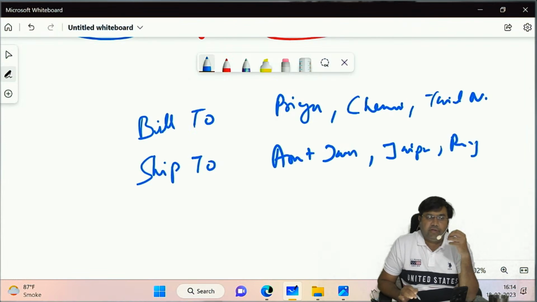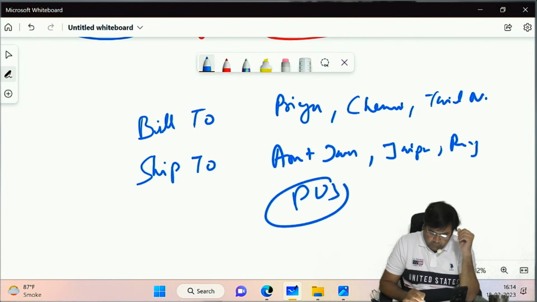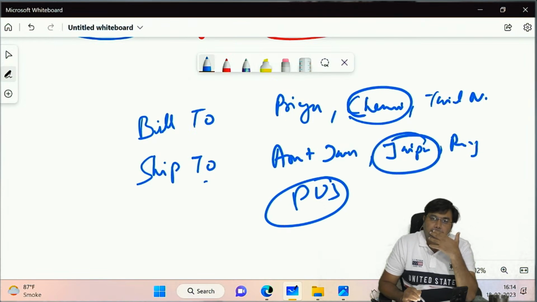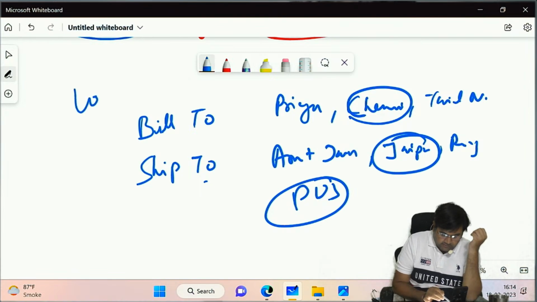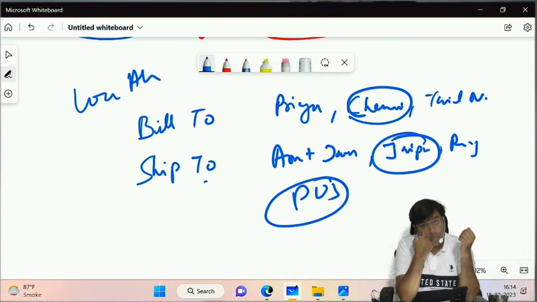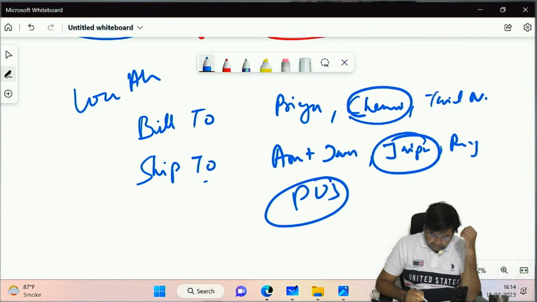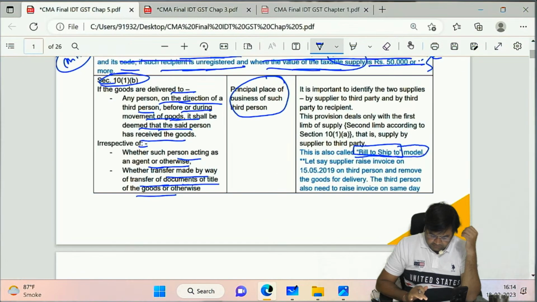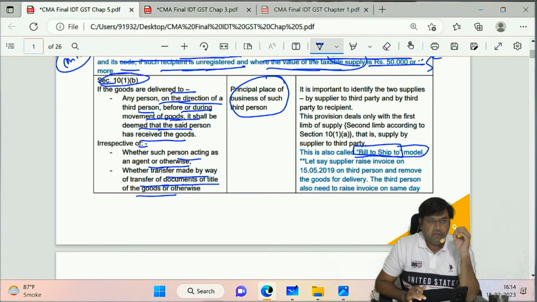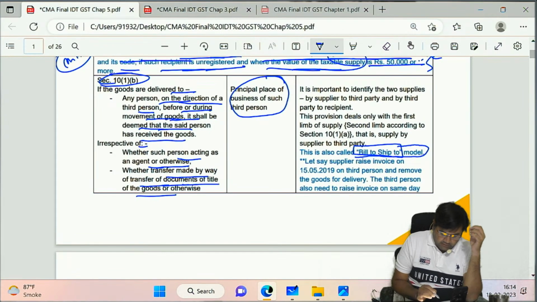So now here the question comes, what is going to be the place of supply? Because bill to Chennai but ship to Jaipur, and location of supplier is Ahmedabad. So this provision, when there is such type of movement: if the goods are delivered to any person on the direction of a third person before or during the movement of goods, it shall be deemed that the said person has received the goods.